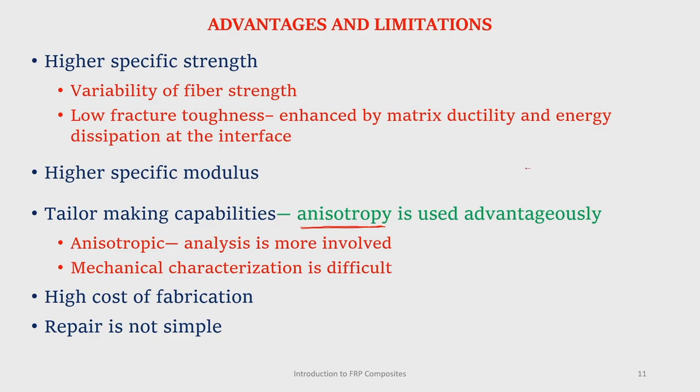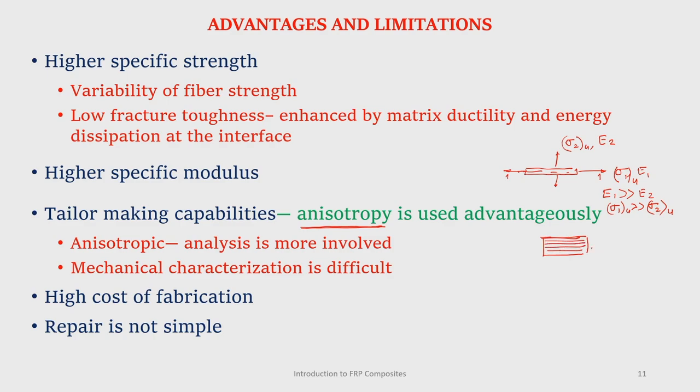If you take a typical fiber, it is longitudinal, that means, suppose this is direction 1, along its axis the strength and stiffness are far higher compared to those in the transverse direction. E1 is much greater than E2, and strength in direction 1 is also greater than strength in direction 2. So this is anisotropy, and this is used advantageously. Suppose we want a component which is supposed to take axial load.